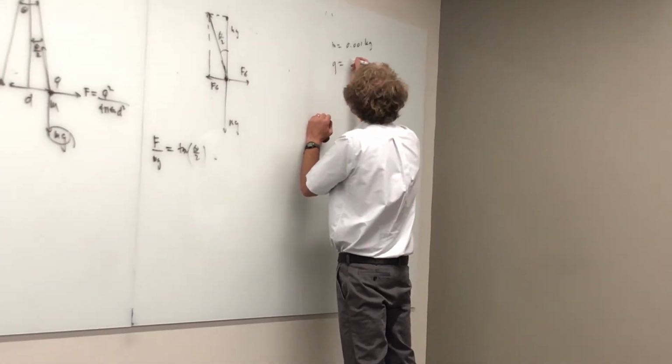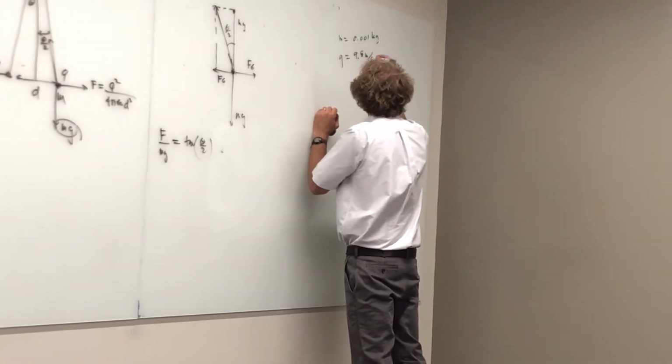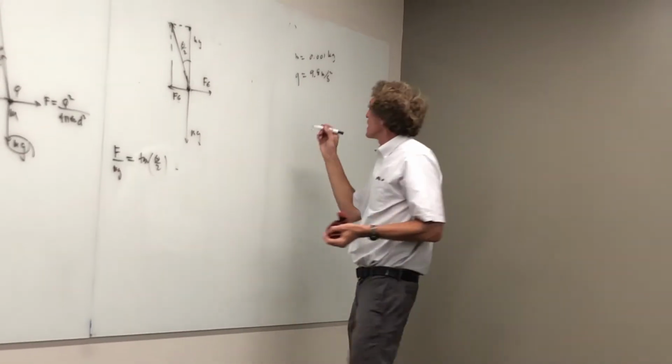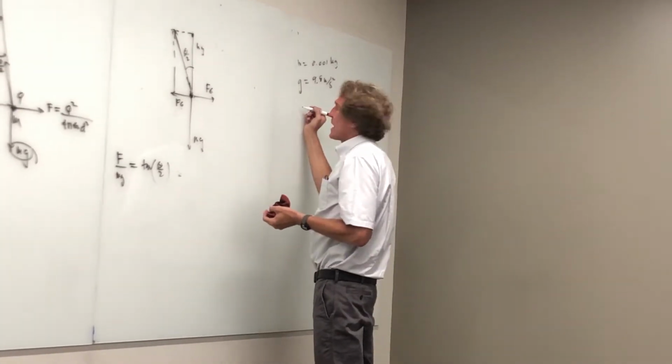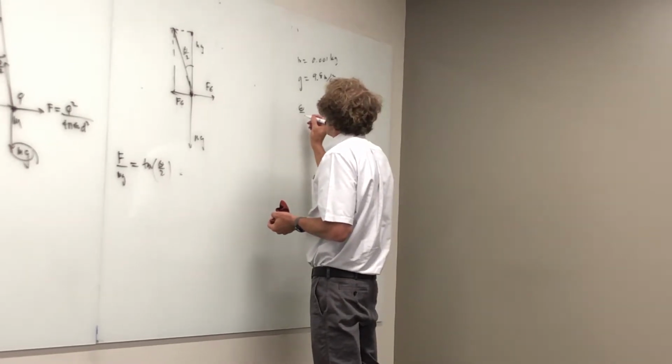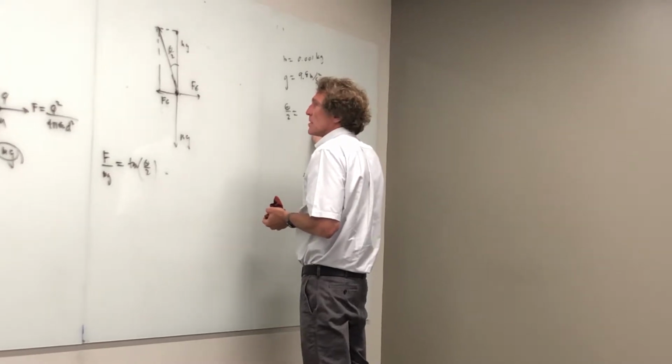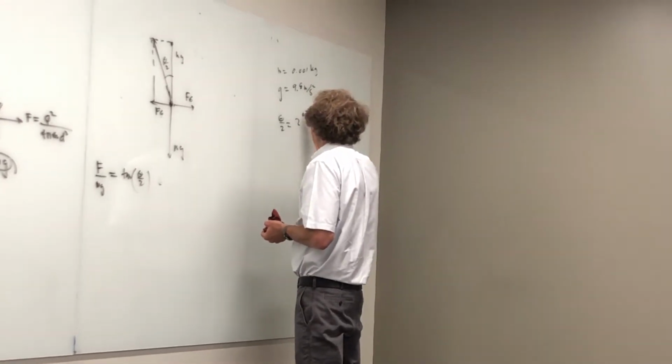G, by the way, is what? 9.8 meters per second squared. Do you agree with me there? Or G or A, in this case, however you have it in physics. So I have that. I'm going to say that the half angle, theta over 2, was equal to 1 degree, no, 2 degrees, all right?